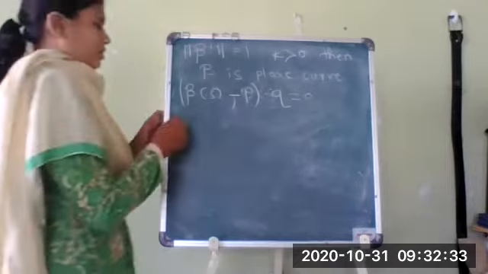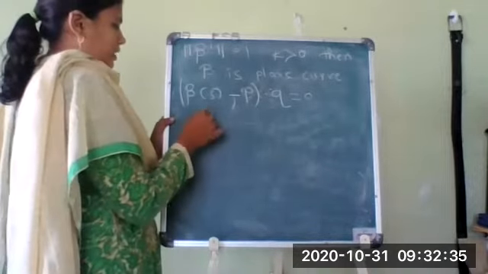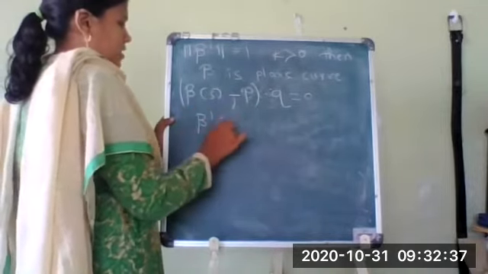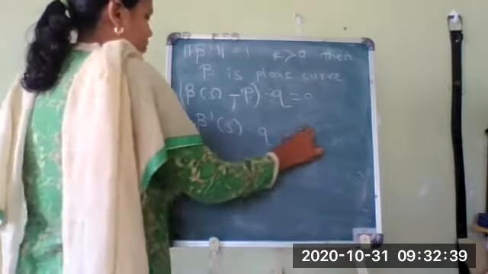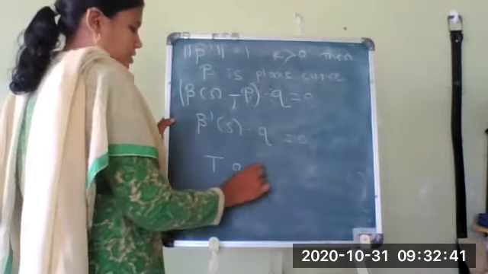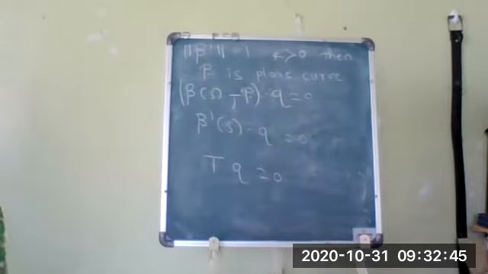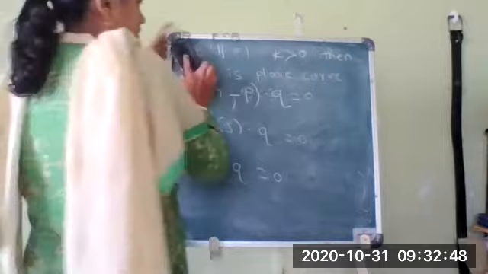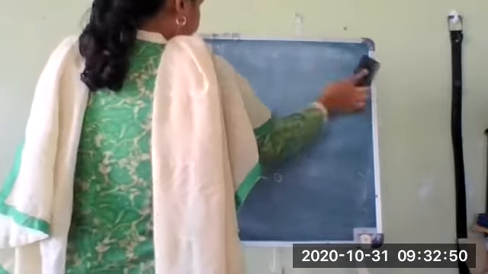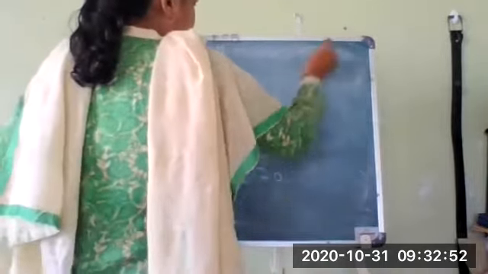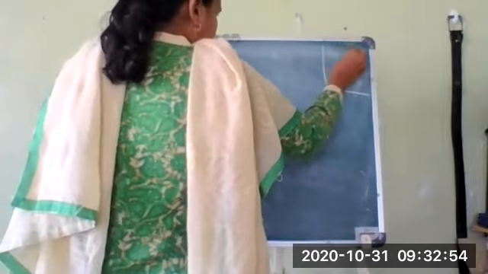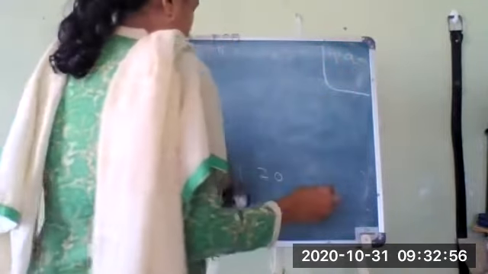Let me find the derivative of this. This will be beta dash of s into q is equal to 0. What is beta dash? It is T into q is equal to 0. T into q is equal to 0. What is the meaning of this equation? Let us write down this equation here: T into q is equal to 0.